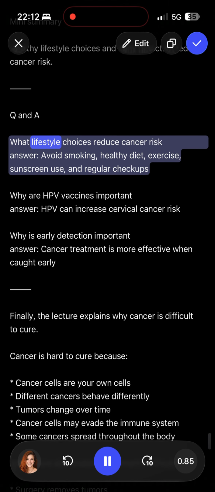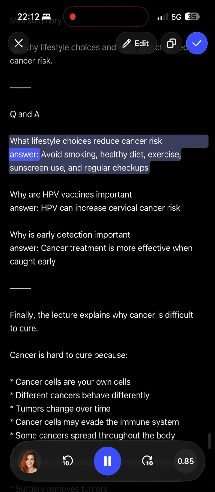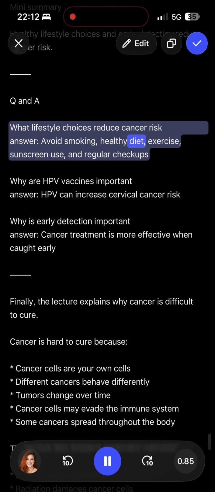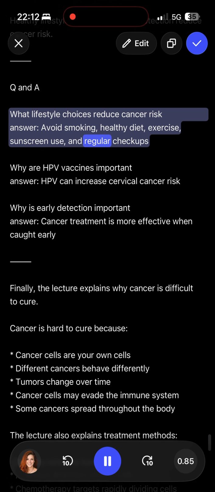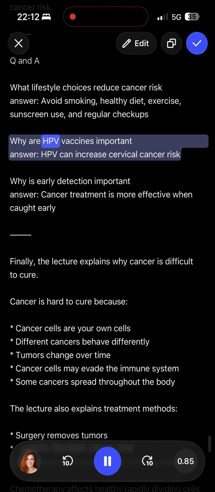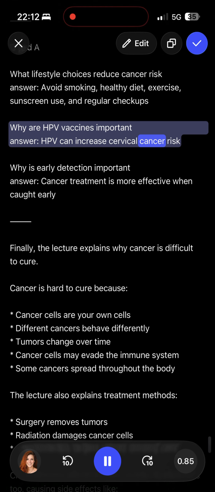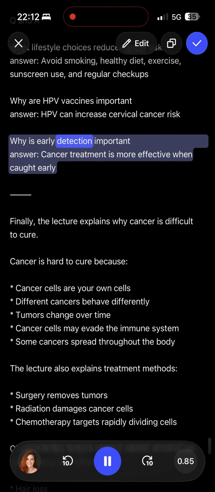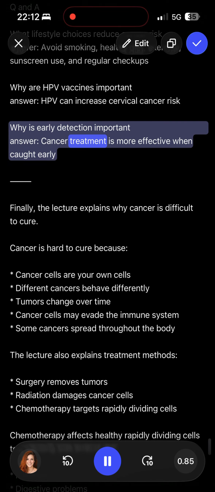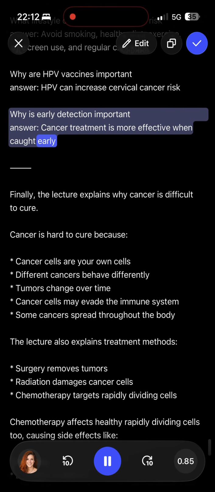Q&A. What lifestyle choices reduce cancer risk? Answer: avoid smoking, healthy diet, exercise, sunscreen use, and regular checkups. Why are HPV vaccines important? Answer: HPV can increase cervical cancer risk. Why is early detection important? Answer: cancer treatment is more effective when caught early.